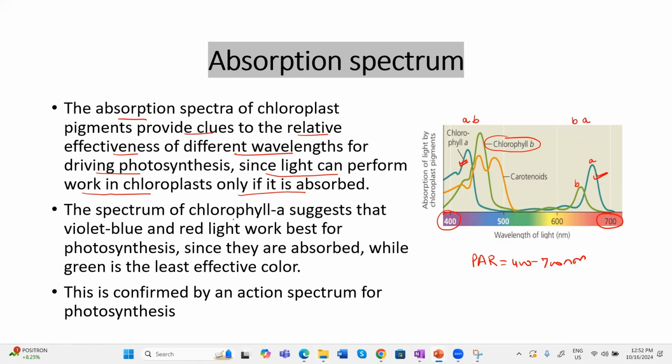So what does it suggest? If you see only for chlorophyll A, you will say it is working best in the violet blue and red light, because they are the ones which are best absorbed, and green light is least effective. If you see, this light is least effective. And this is confirmed by action spectrum also.